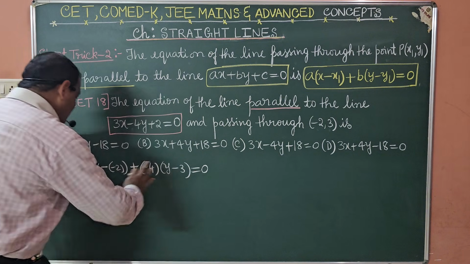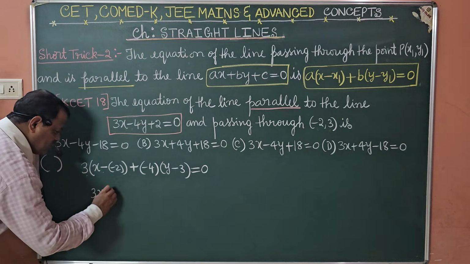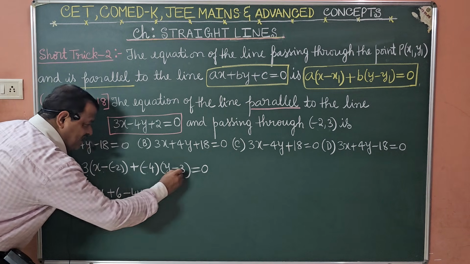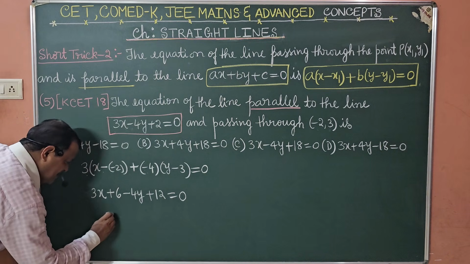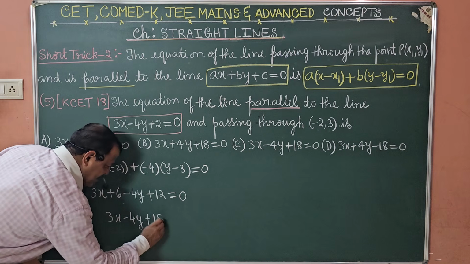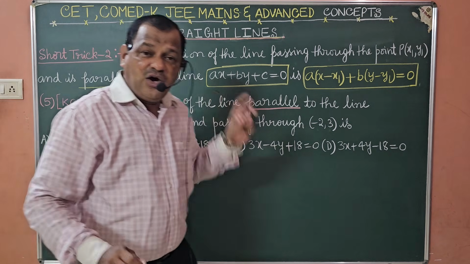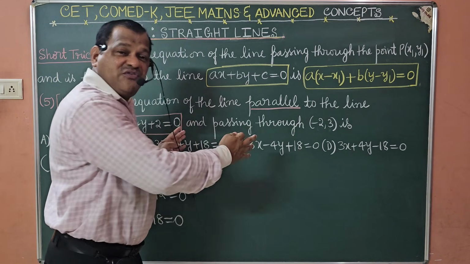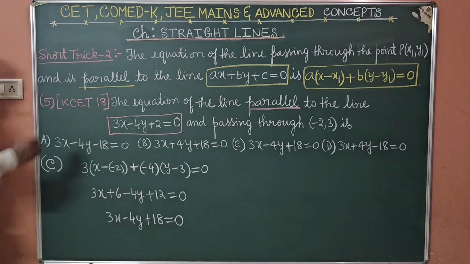And it is enough, I simplify this. This will become here 3x, 3 into plus 2, this is 6. This is minus 4y, minus 4 into minus 3, plus 12, is equal to 0. Therefore, my answer is 3x minus 4y, and 6 plus 12 is 18, is equal to 0, which is found in option C. Therefore, the short trick is so fast, so easy. Watch the video carefully. So, this question has option C correct.